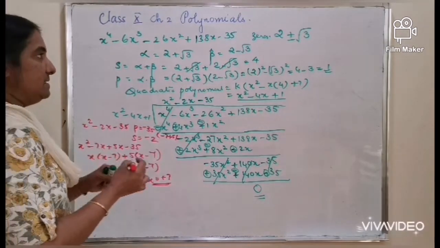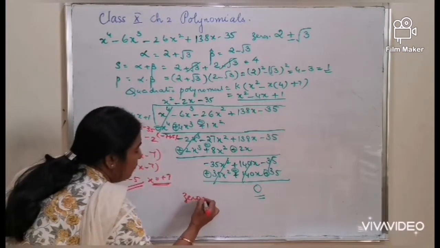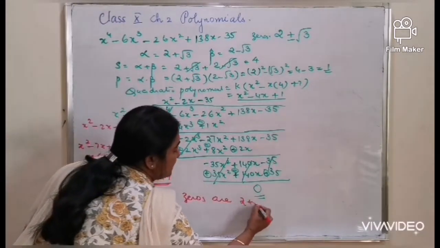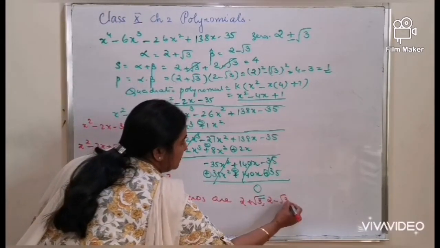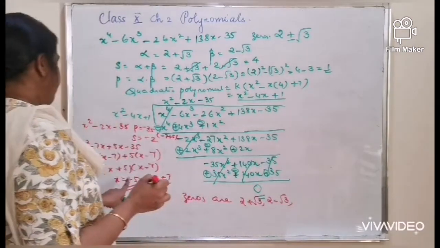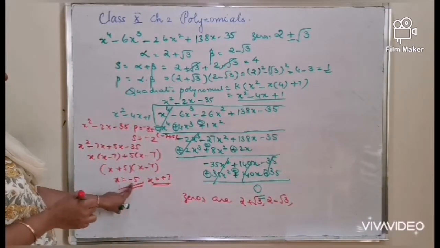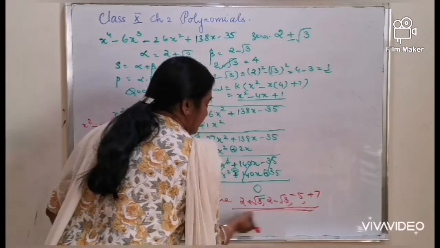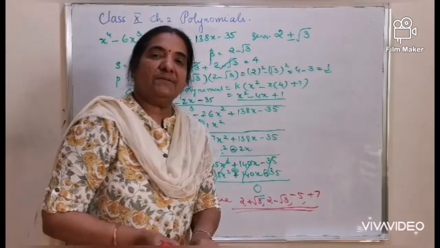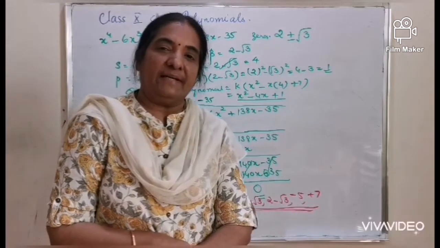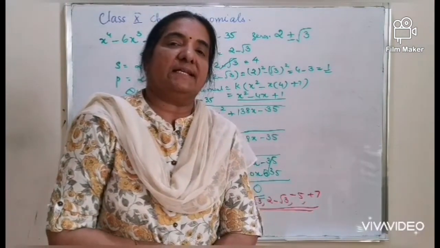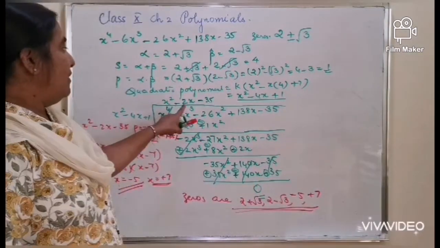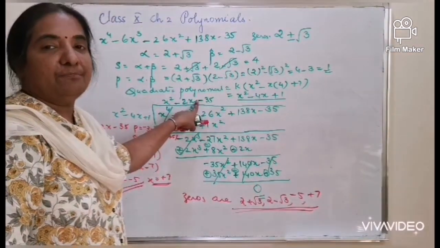Thus, the zeros are the 4 zeros. What you have found out is 2 plus root 3, 2 minus root 3, and the values you found out as minus 5 and plus 7. Thus, the students who are not thorough with splitting of middle term, kindly revise that lesson once again. Splitting of middle term will be useful in this type of division problems.